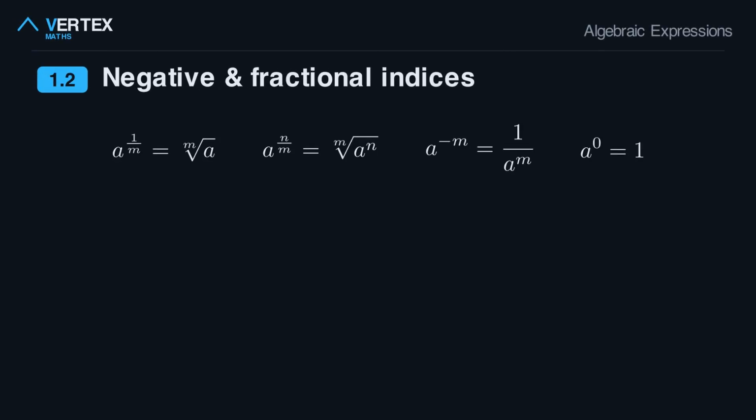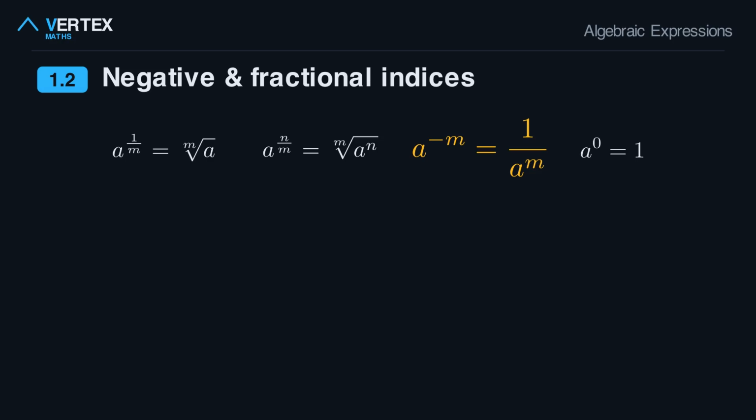The index laws also work for negative and fractional powers. These are the 4 extra rules you need. A fractional index with a 1 on top means we need to root the number. The denominator tells you which root you need to take. So a to the 1 over m is the mth root of a. If the top of the fraction on the index is not a 1, you get a root and a power combined. The denominator is the root and the numerator is the power.